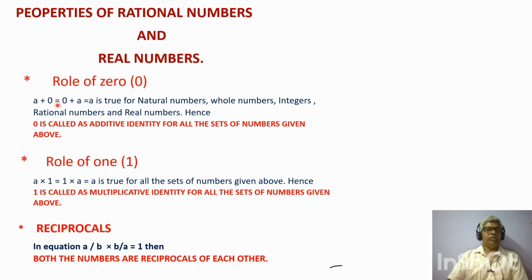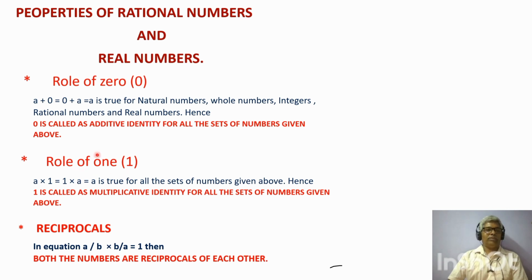Role of 0. A plus 0 is equal to 0 plus A is equal to A. This is true for natural numbers, whole numbers, integers, rational numbers and real numbers. Hence, 0 is called the additive identity for all the sets of numbers given above.